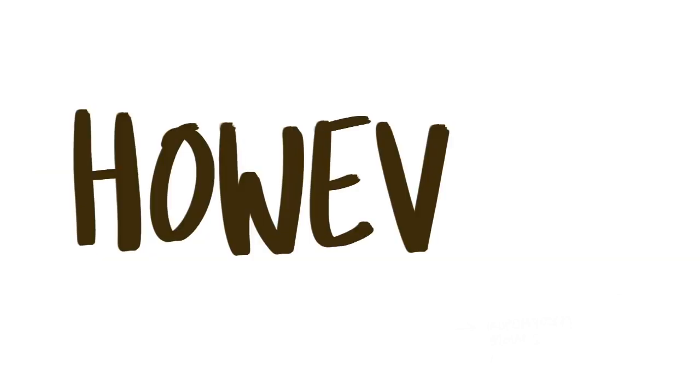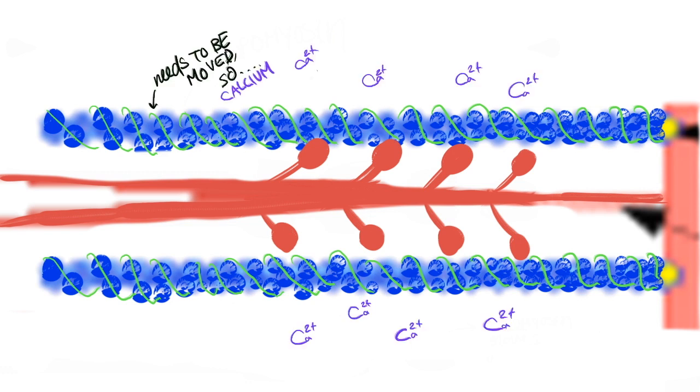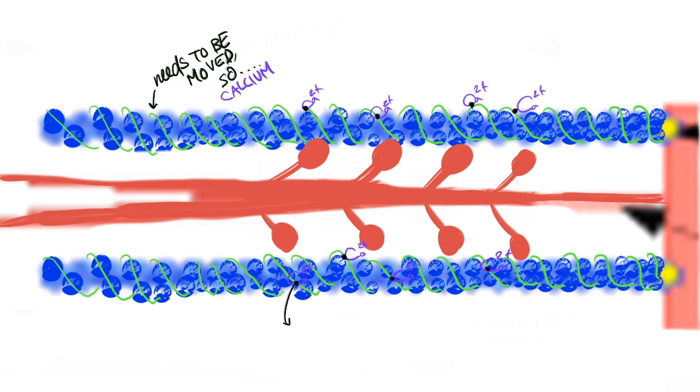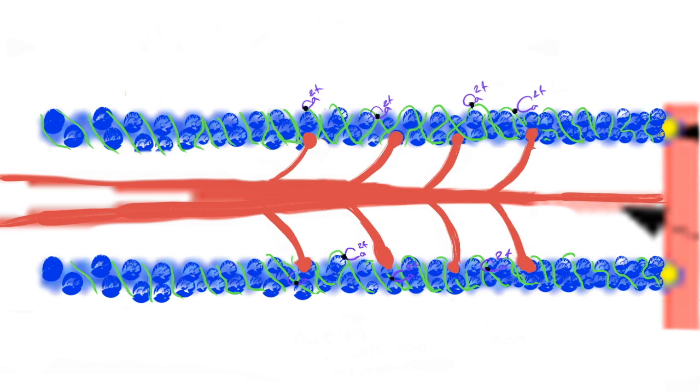However, in order to keep the muscles from constantly being contracted, the myosin and actin are separated by tropomyosin. In order to move the tropomyosin out of the way, calcium ions come into the sarcoplasmic reticulum and attach to troponin on the tropomyosin, pushing it out of the way. Then, the myosin grabs onto the actin.